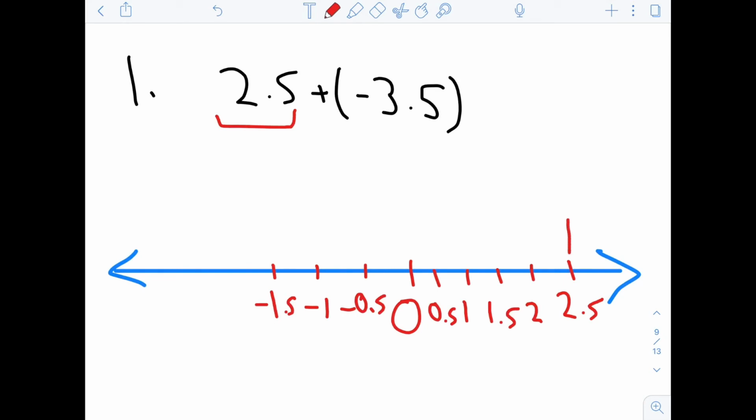So we're starting with 2.5 right here. And we're going to go 1. So now we're at 1.5. 2. Now we're at 0.5. 3. So now it's negative 0.5. And a half. So right here. So it equals negative 1.